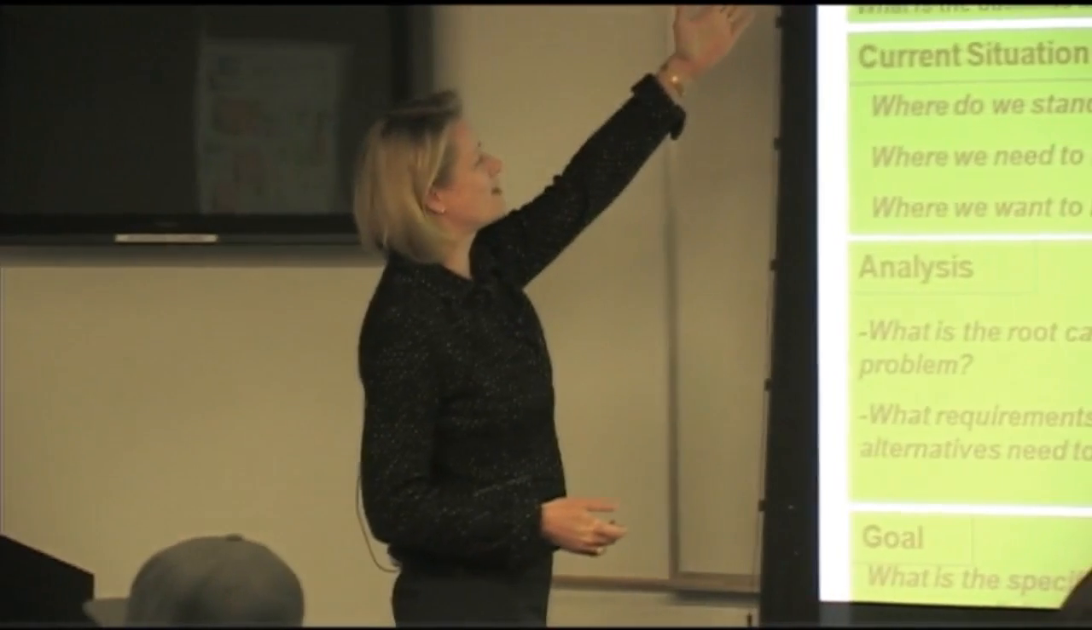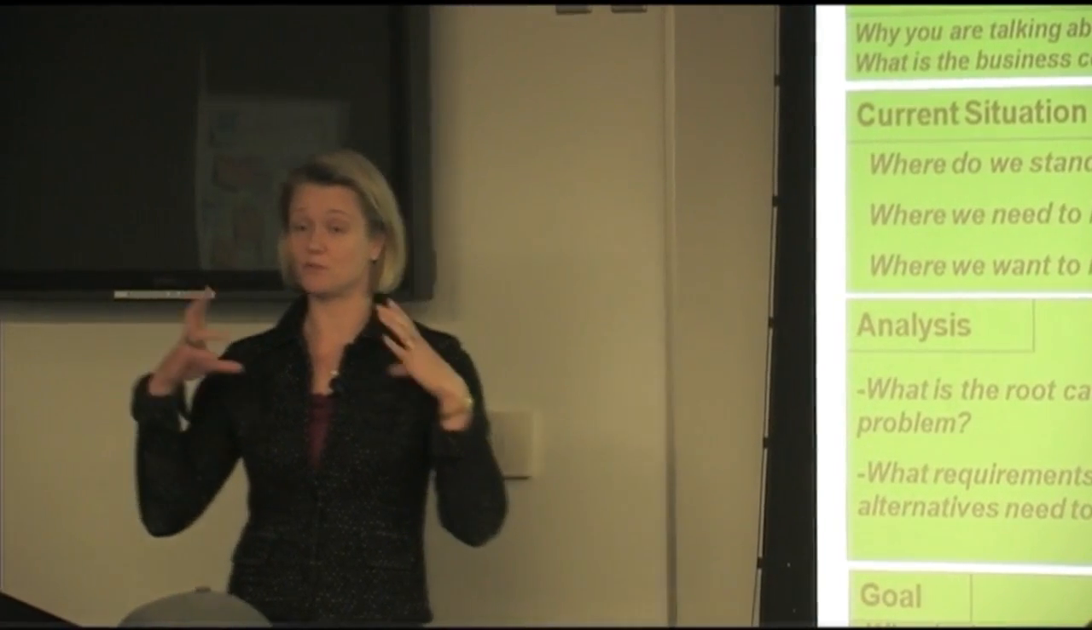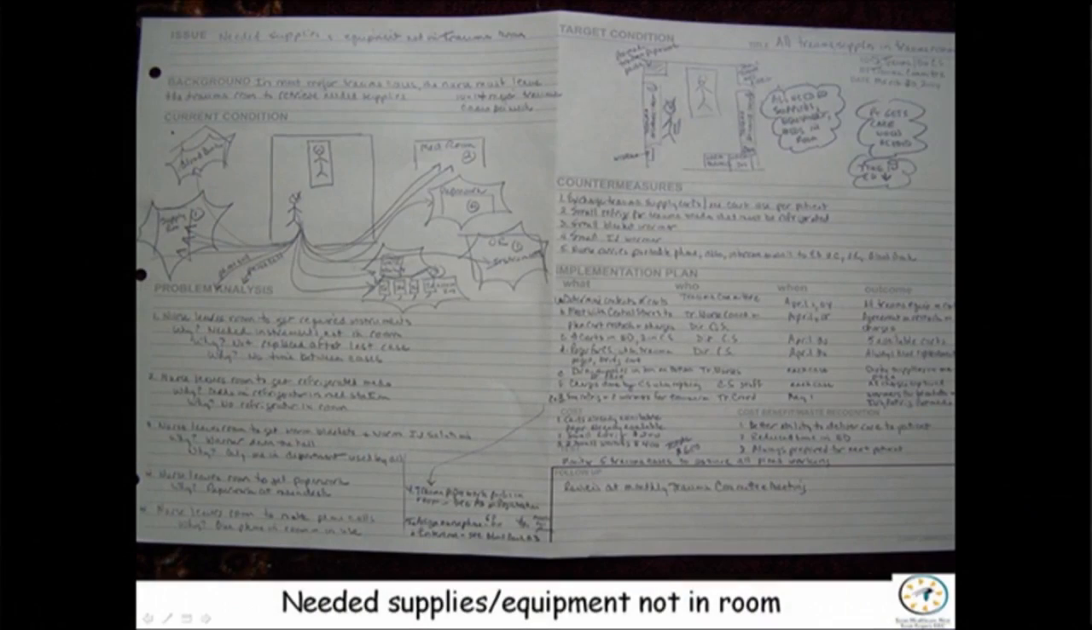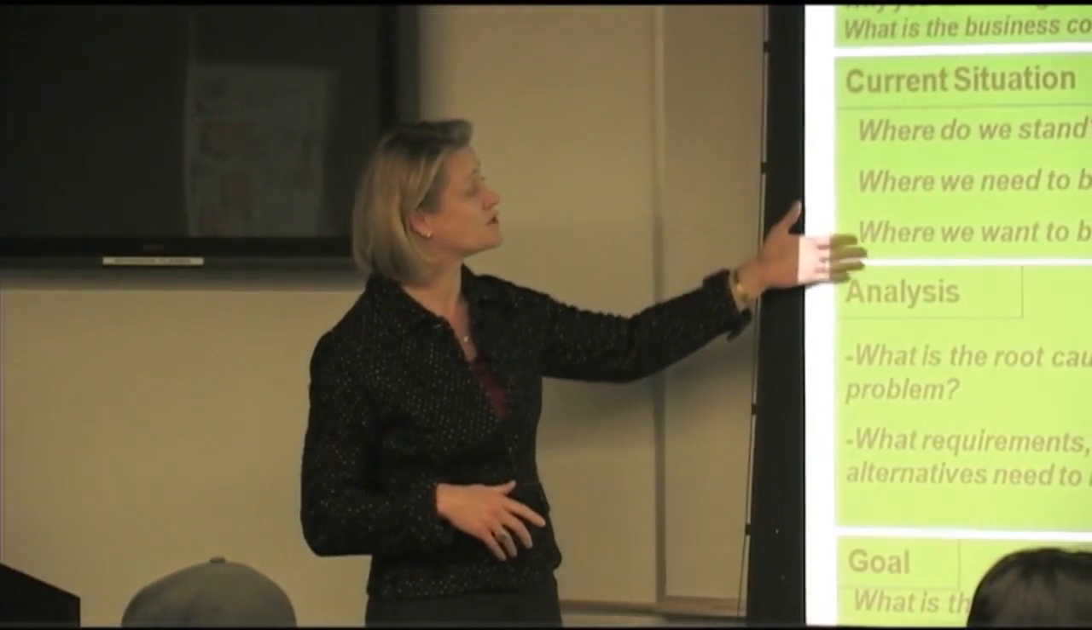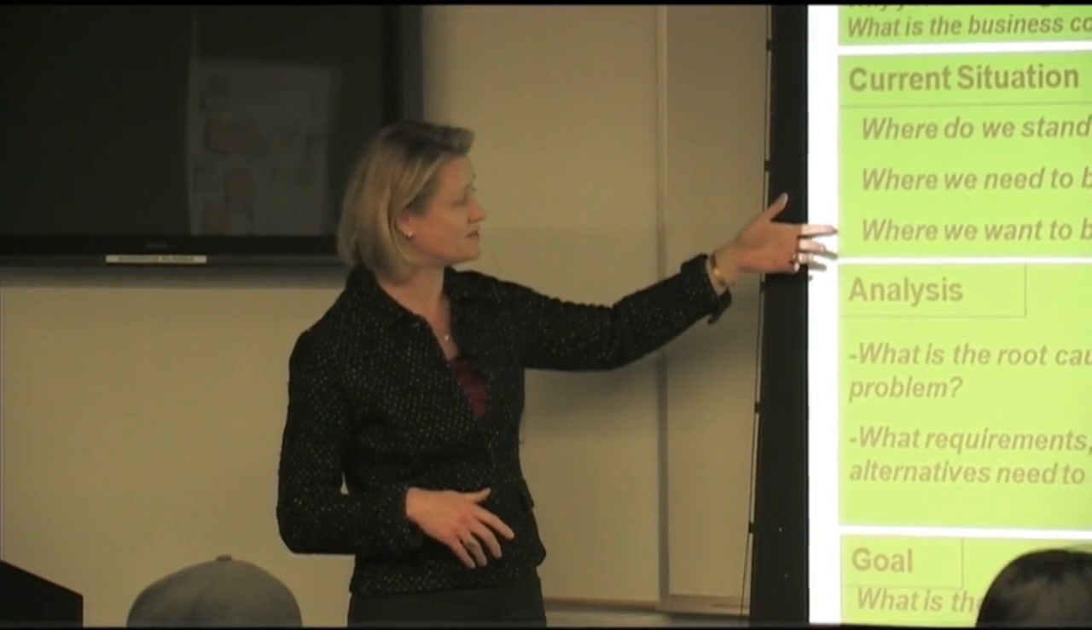So first at the top, you want to start with a title. What is it that you're talking about? What is the focus of your problem investigation? Then there's some background on why you're talking about it in the particular business context for the problem you're examining. Then more detail on the current situation. And you saw in Susan's representation some great pictures and diagrams. Pictures can be worth 1,000 words. They're very helpful in communicating that. Sometimes a picture and some couple of phrases of text may be all that you need.